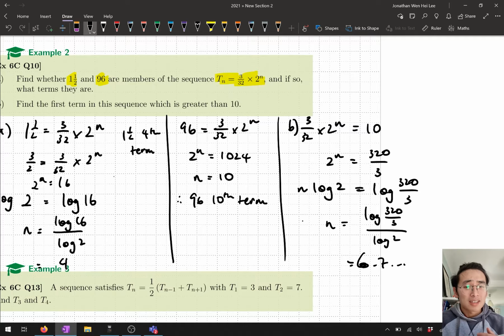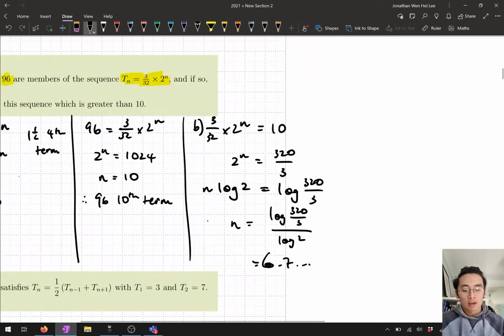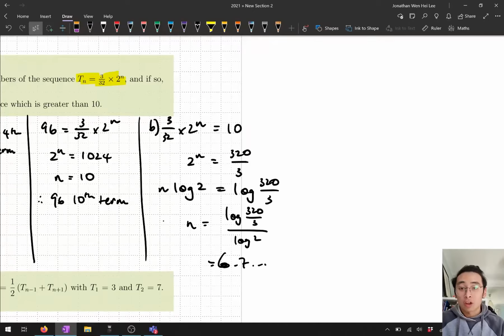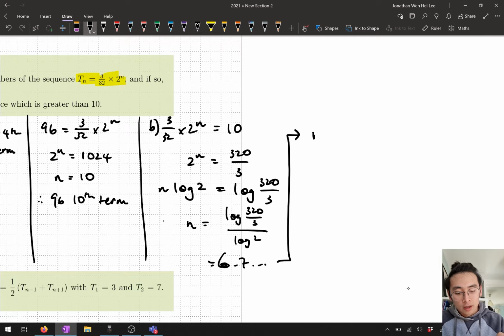But as I said earlier, n has to be an integer. So it can't be 6.7 because that's not a whole number. What I need to do is find the next whole number where it actually gives me a number which is greater than 10. And so I'm just going to round this up. So therefore, I'm going to have the seventh term. So n is equal to 7. Wait, actually, let me write it that way. Seventh term.